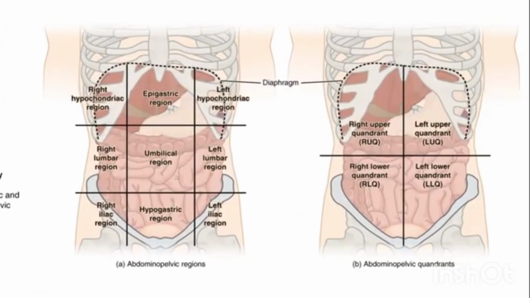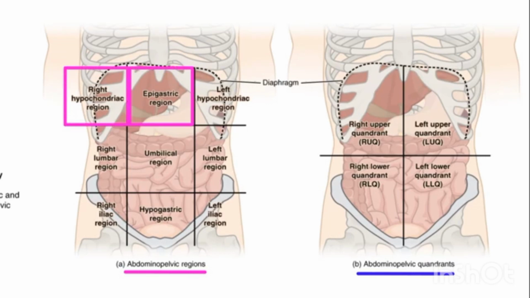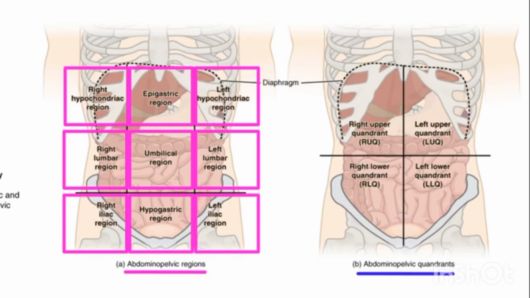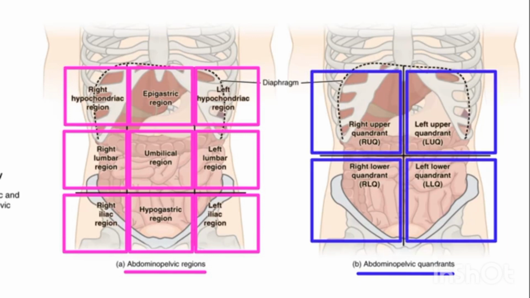As seen here, we can break up the abdominal cavity into regions and quadrants. From right to left and top to bottom, we have the right hypochondriac region, epigastric region, left hypochondriac region, right lumbar region, umbilical region, left lumbar region, right iliac region, hypogastric region, and the left iliac region. We can also divide these abdominal cavities into more general quadrants as seen here. Right upper, right lower, and left lower quadrants.